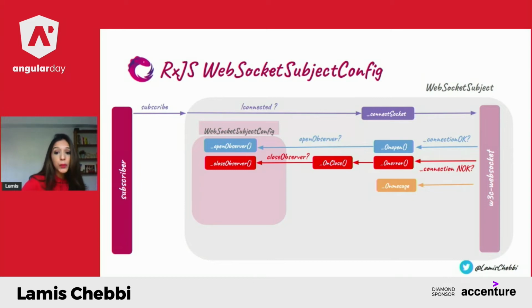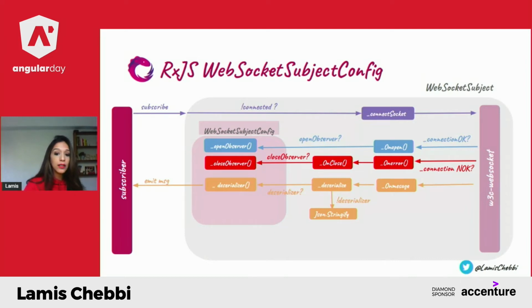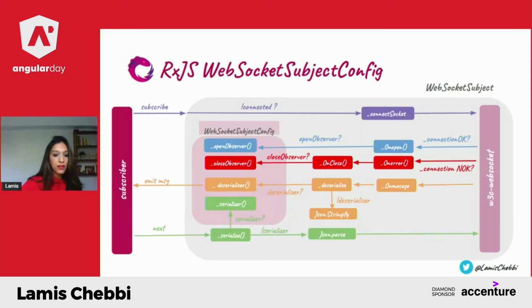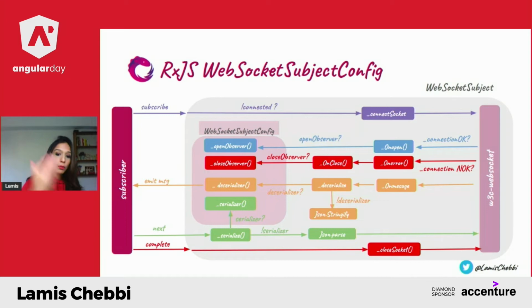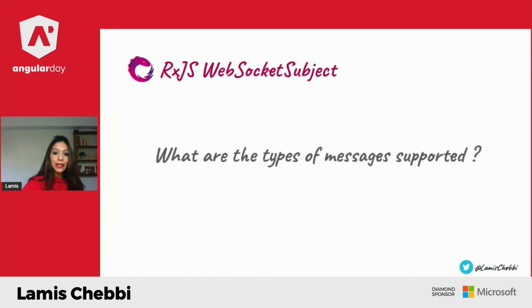Same thing for messages here. For the messages, the onMessage method will be triggered, and it will deserialize the incoming message. If you have a custom serialization or deserialization function, it will be triggered, else the default one will get called. For the parsing, the same thing. And when you complete or unsubscribe, then the close socket will get triggered and the connection will be stopped or released.